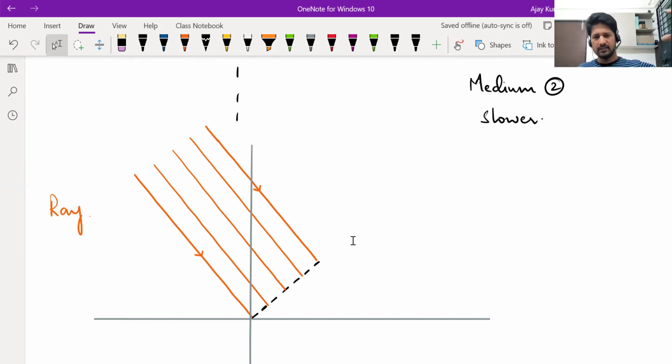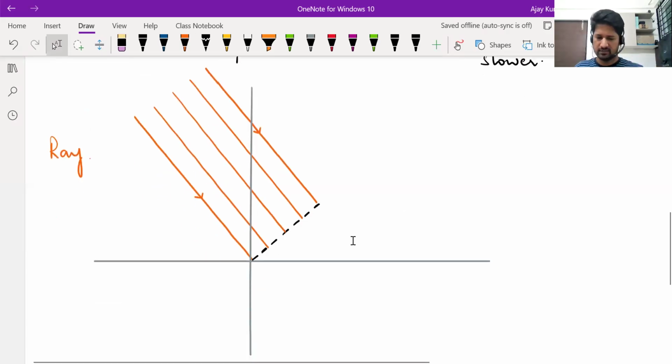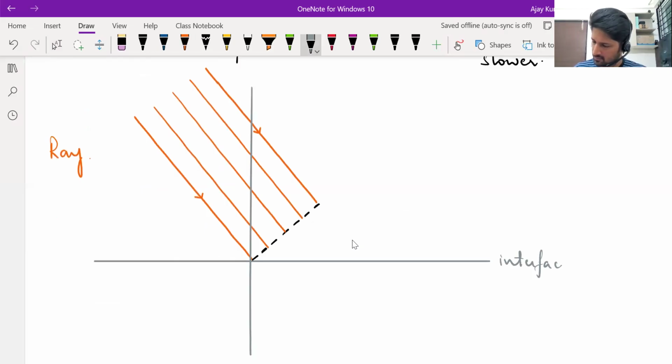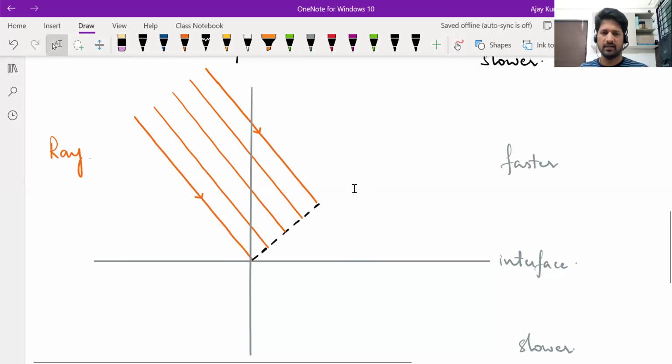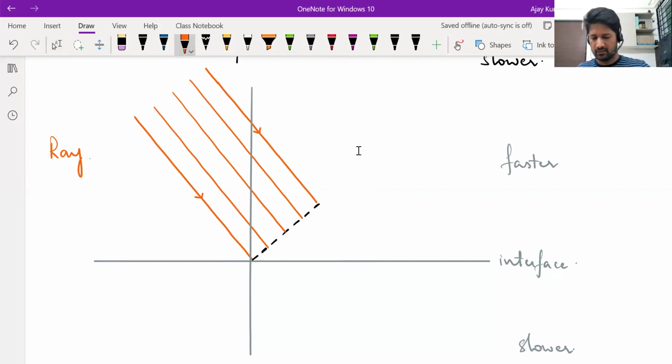Now here, the incident light is just touching the interface between the two media. This is the interface. Above the interface is the faster medium. Below the interface is the slower medium. I still didn't talk about refractive index. We are just trying to explain what happens when light enters from a fast moving medium to a slow moving medium. Now, how is the ray propagating forward?